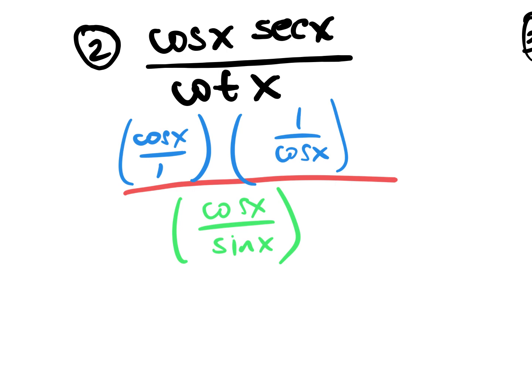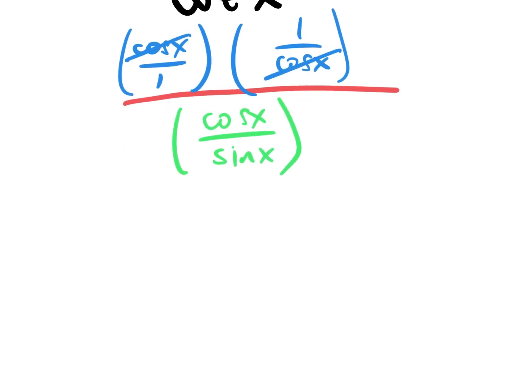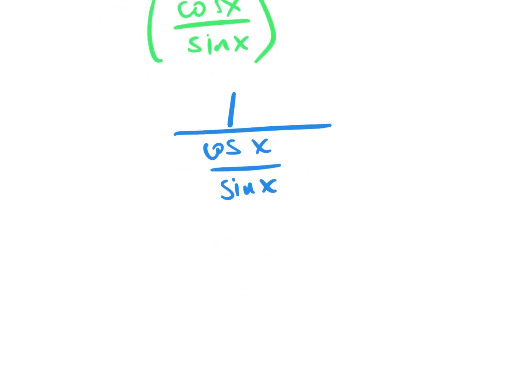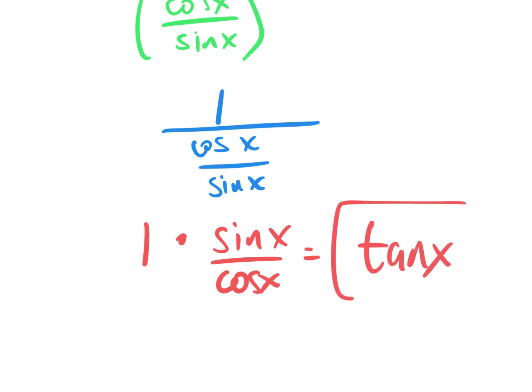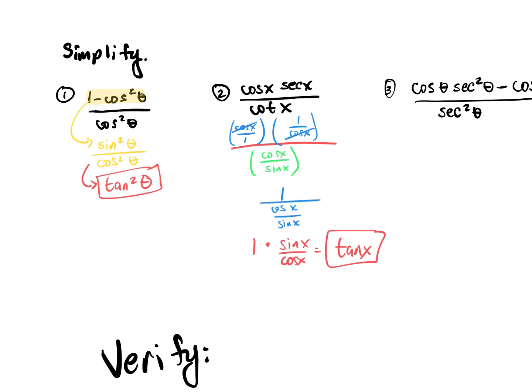So let's start the cross-out party. What can you cross out in the numerator? Cosine here leaves me with what number? 1. Over cosine over sine. I have 1 divided by a fraction. What do you do? Keep, change, flip. Good job, guys. What is sine over cosine the same as? Tangent. Perfect. Good job.